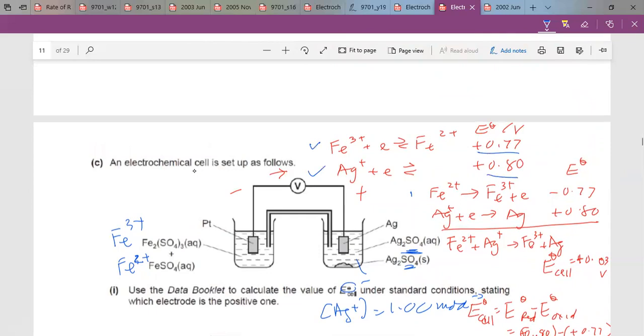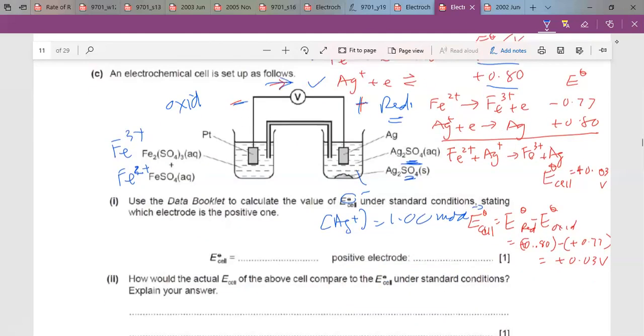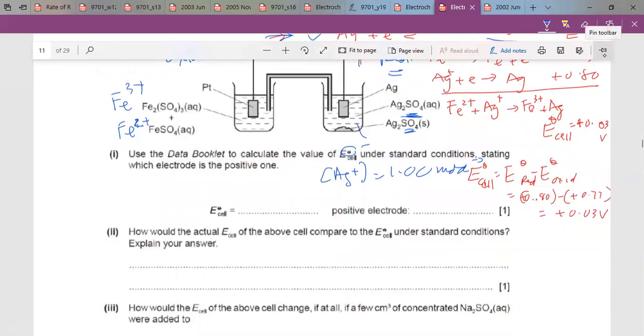So who is more positive? Of course, silver is positive here, and this one is negative, just a bit more only. So in this case, electrons move from here to here. So what happened here is oxidation. This is your reduction here, okay? Right, so now here they ask you.